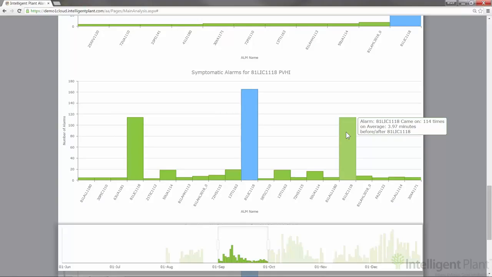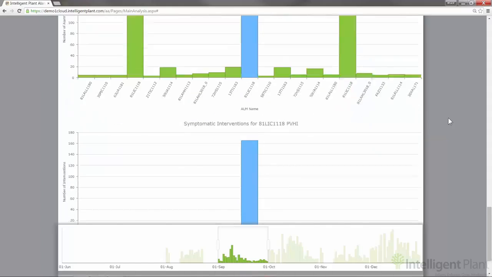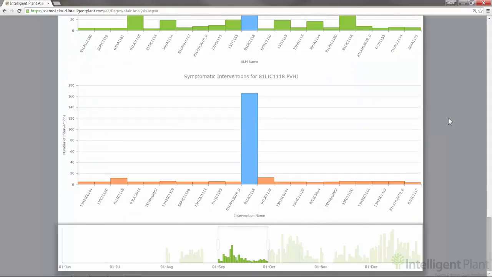More importantly is to look for interventions that happen before or after. Is the operator doing something to cause the alarm, or is he taking an action after it occurs? This is different from the intervention shown above, because they were on this tag specifically, and of course the intervention may be on another tag.